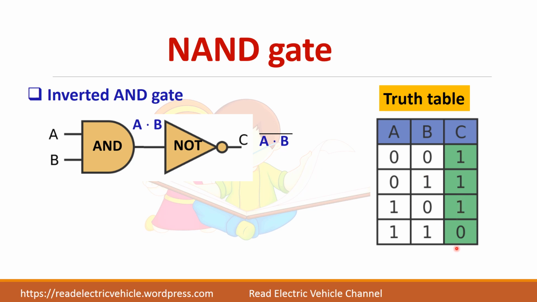Just inverted AND gate. So this is the symbol of NAND gate. It is similar to AND gate, and you have to put a bubble over it. It becomes a NAND gate.